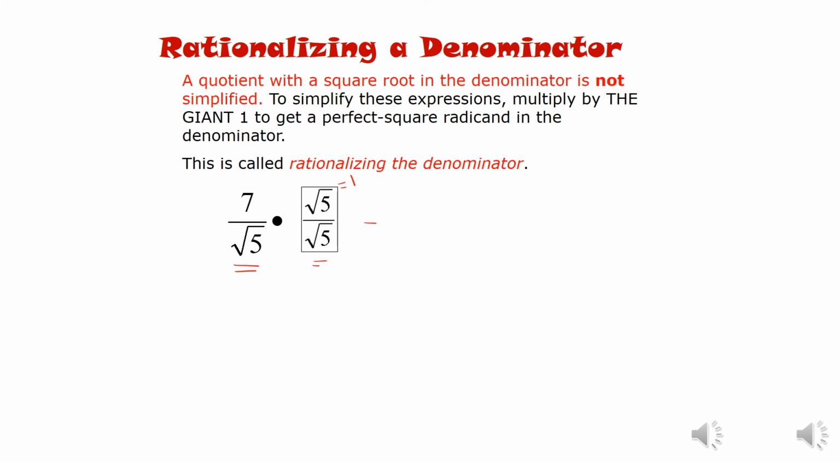Then we multiply them, and we get 7 square root of 5 over the square root of 25. Notice that we now have a perfect square in the denominator, which is what we were trying to do by having that be the same. Our final answer is 7 square root of 5 over 5. And now it's simplified. So let's go back and look at that problem that we just did.